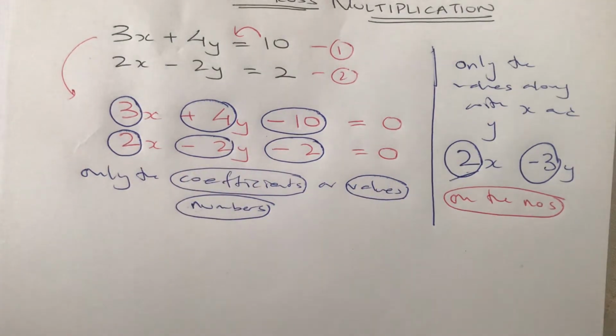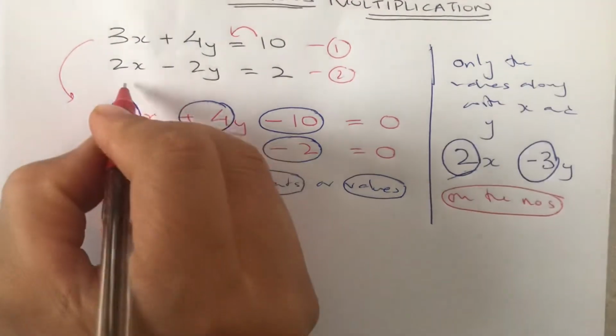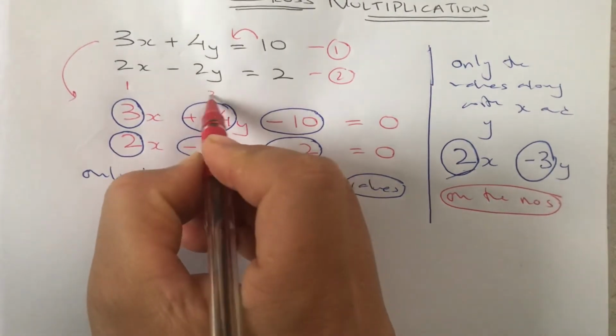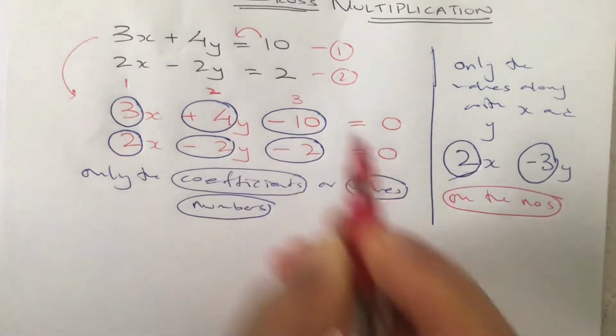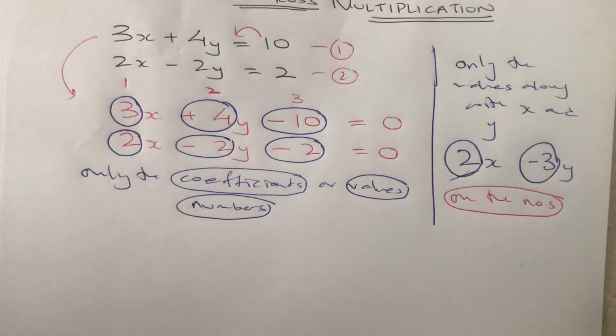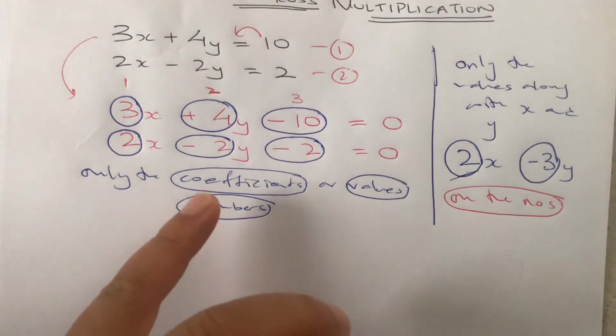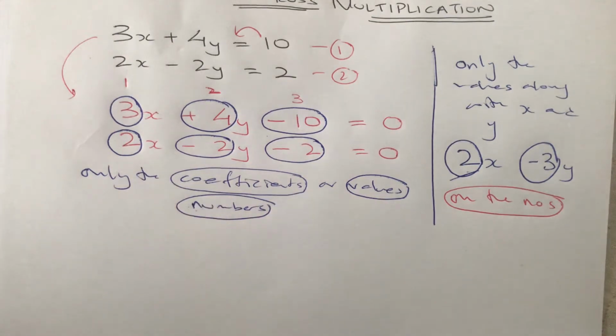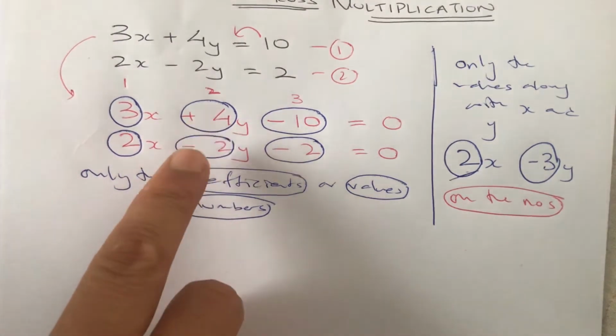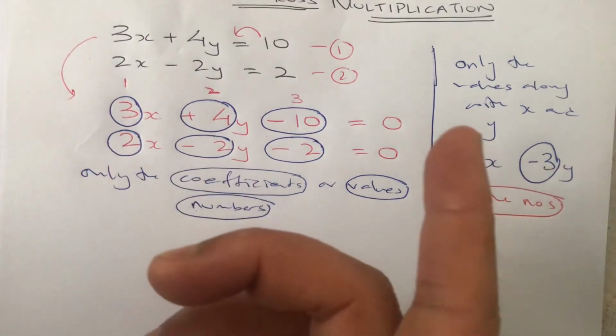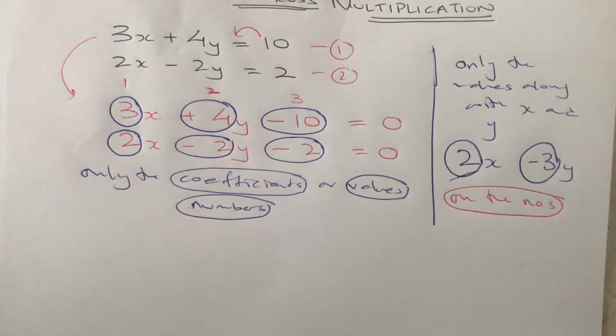Now let's call this column 1, this column 2, and then column 3. If I ask what are the numbers or coefficients in column 1, you'll say plus 3 and plus 2. In column 2, you'll say plus 4 and minus 2. And in column 3, we'll say minus 10 and minus 2.